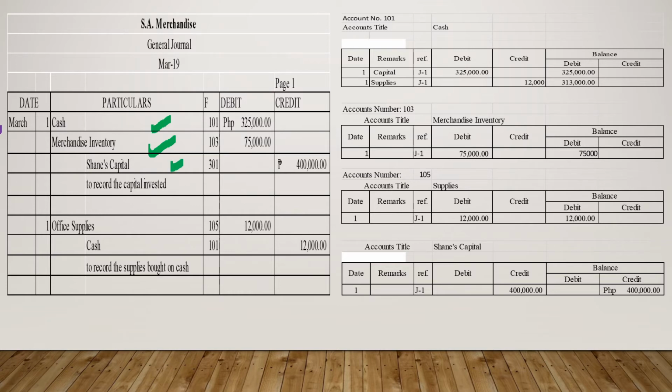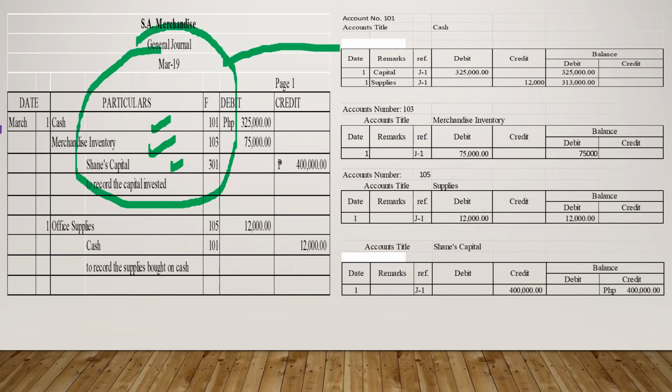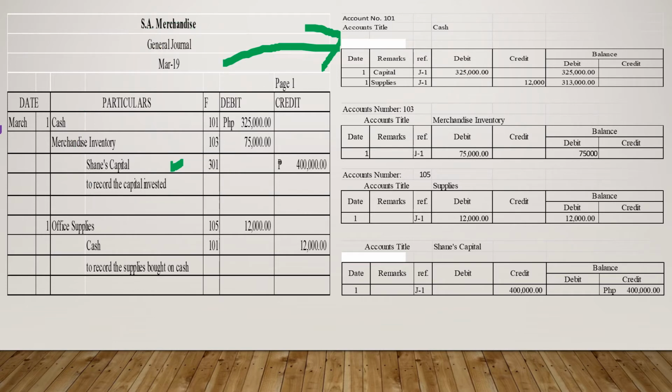So, paano ba natin ito maitatransfer yung data nitong general journal na ito papunta dito sa ating general ledger? So, first, let's transfer the first entry of the cash. Ito muna, gamitin natin siya ng medyo highlight natin. Ito po ang ating itatransfer. So, we have cash, kaya pupunta rin tayo doon sa ledger ng ating cash.